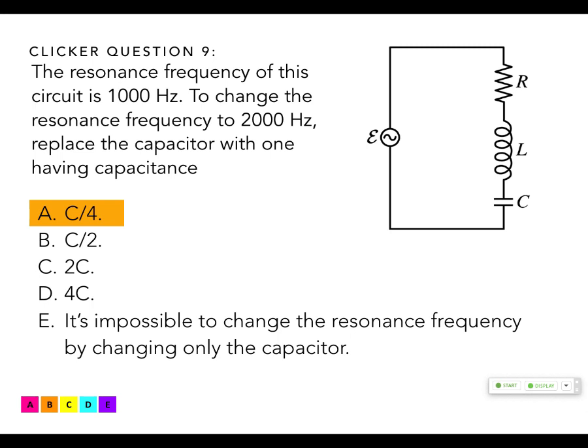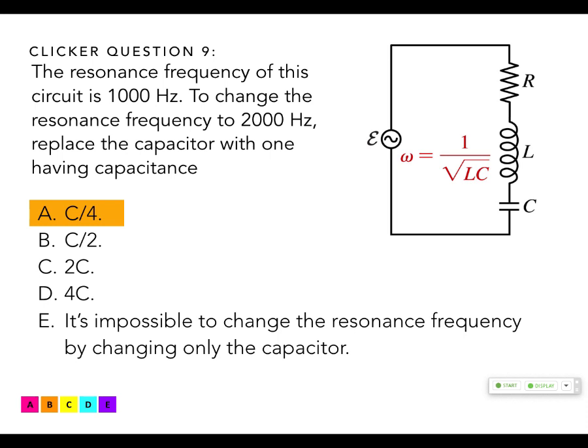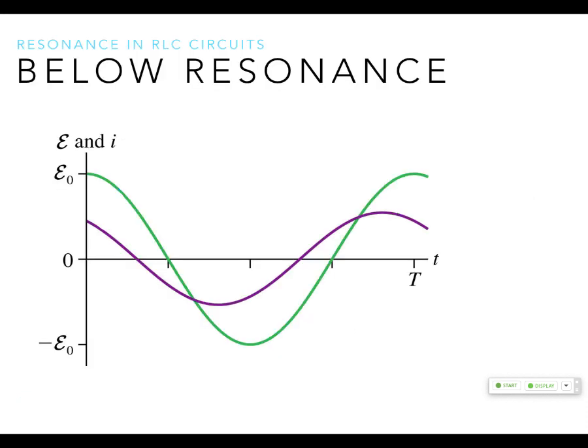Okay. So if this is what you have, if this is the current and your voltage from your source, remember, are these things in phase? No. So the voltage here would be green. You can see its peaks at epsilon naught. The current's going to be purple.